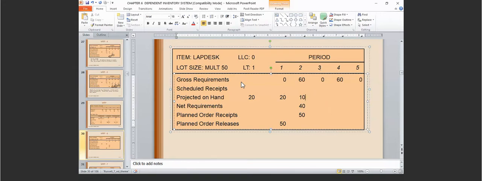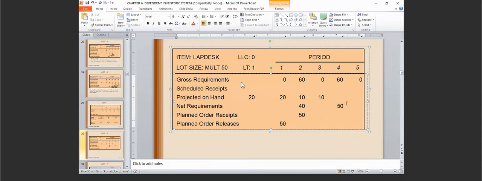In period 3, there will be no gross requirement, so we maintain our inventory at 10 units at the end of period 3. And for period 4, we have 60 units. Our inventory level is not sufficient to support the gross requirement, and there will be a net requirement of 50 units.